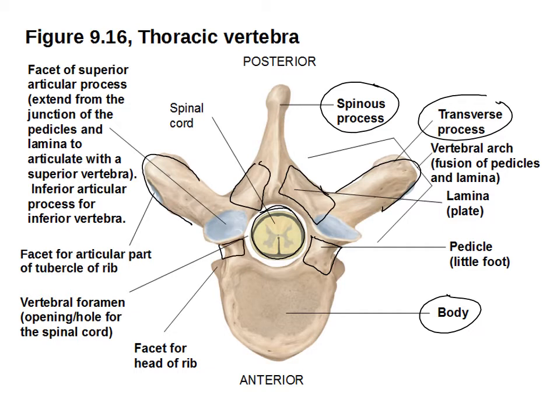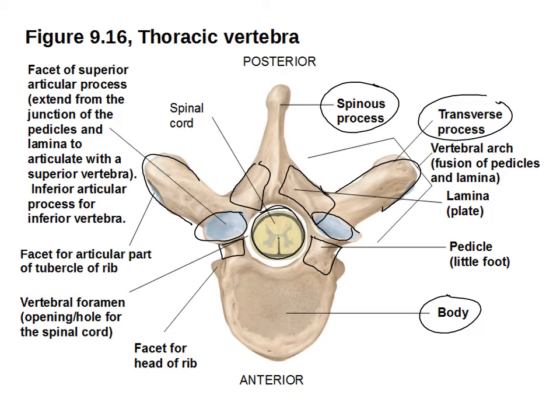And sticking up off of the pedicle, which means a little foot, is the superior articular process. And you have facets on the superior articular process, and those will articulate with the next vertebra that sits on top of it. And that vertebra will have what's called an inferior articular process. So the vertebra on top has an inferior articular process that articulates with the superior articular process of the vertebra below it.